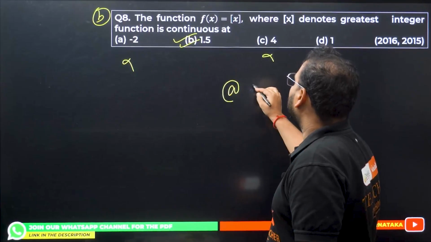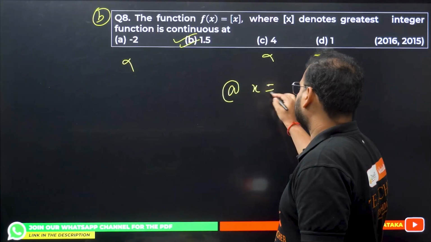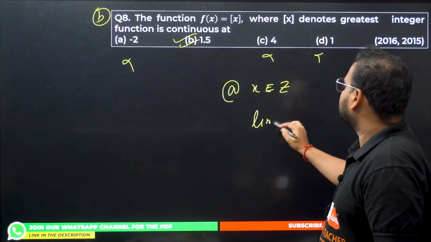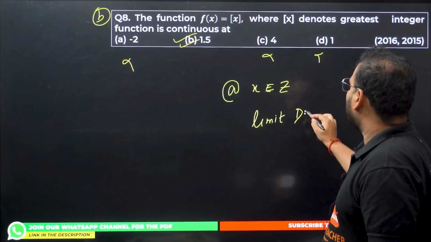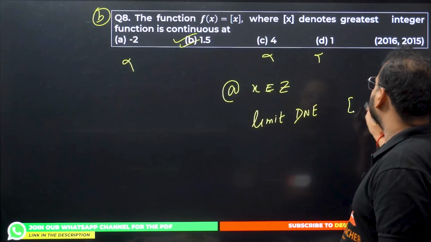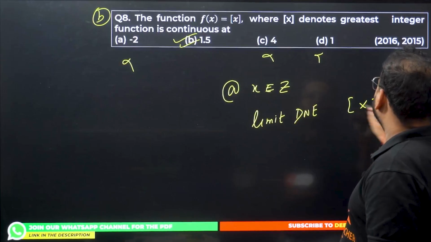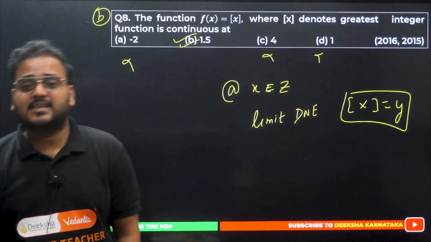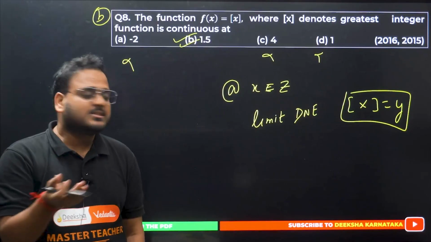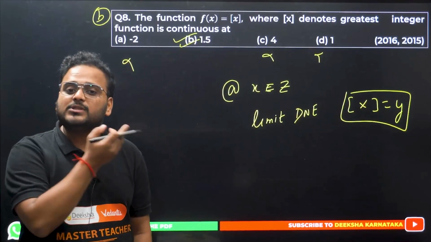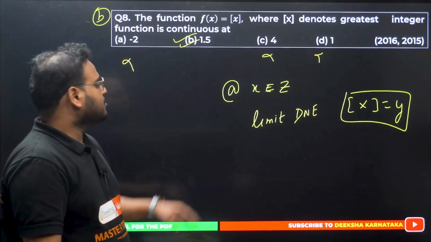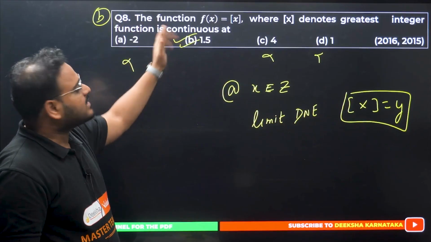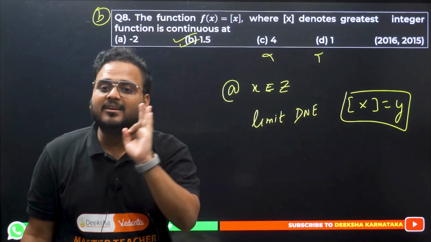For all x belonging to integers, the limit does not exist for this function. If the limit does not exist, it means what? It means continuity cannot be there at those points, right? So that is the case. We can say the function is continuous at only non-integral values.